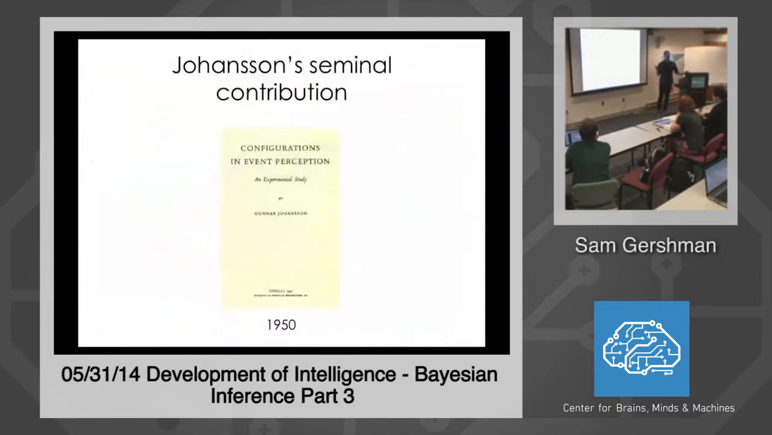This kind of nesting of reference frames has been studied for many decades, and probably the seminal contribution to that research was Gunnar Johansson's PhD thesis, which was published in 1950 as the book Configurations in Event Perception. What Johansson did was he showed that you can get remarkably complex percepts using just simple dot configurations. I'll show you a few examples.